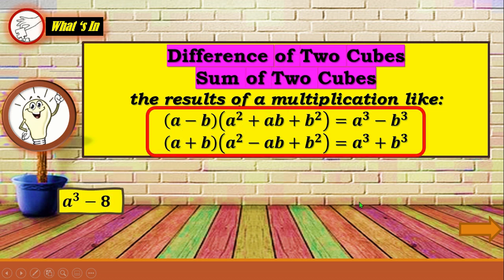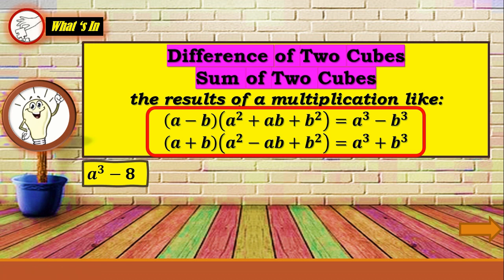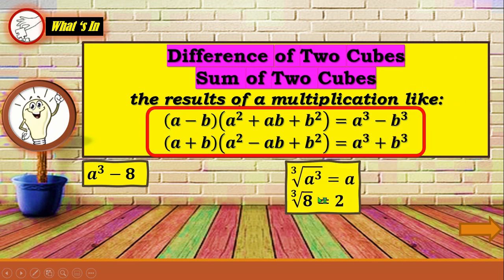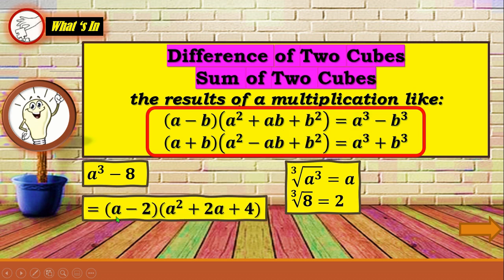For example, a cubed minus 8. Take note that the pattern here is that we get the cube roots of our first and last term. So we extract a and 2 respectively, following the pattern. That will be the cube root of the first term and the cube root of the second term.